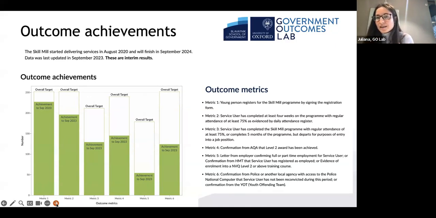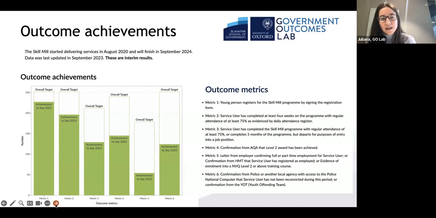If you go to the impact bond data set, this is an interactive data visualization. So you can hover over the different bars and you can see the description of the metric, the target, and the exact number of the achievements. So for example, if we were to hover over the first bar, we would see that this is a bar representing metric number 1, a young person registers for the skill mill program. The target for the entire project is 252 individuals, and up to September 2023, 227 individuals have registered for the skill mill program. Again, this is interim data. This is what we know of the skill mill until now.